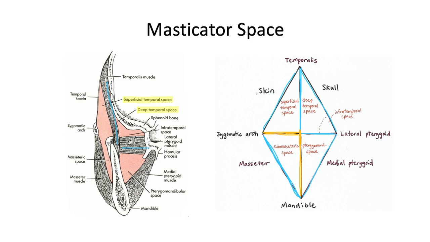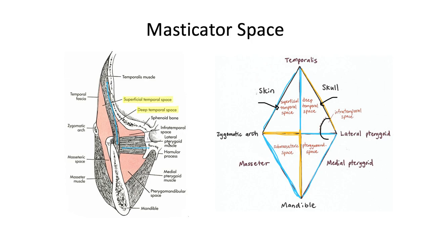Once we have all of that completed, now we have a really nice diamond that we can just fill in with those four spaces. I'm going to change this color to orange to match the bones that I've colored in orange. So now all we have to do is fill in these four spaces. We have the superficial temporal space over here, that's superficial to the temporalis muscle. And then we have the deep temporal space, which is deep to the temporalis muscle.